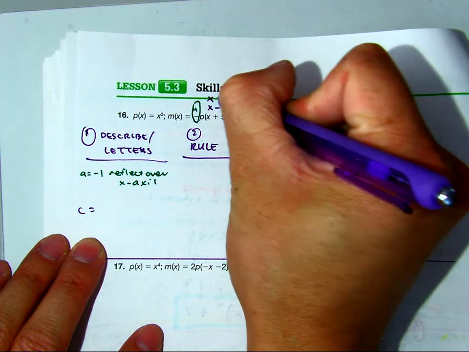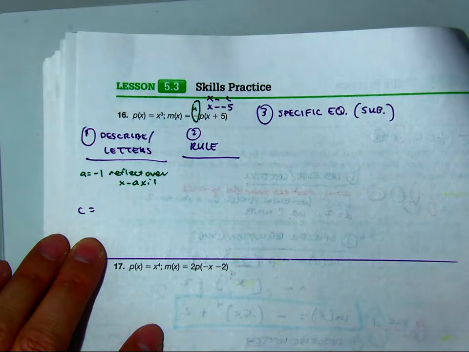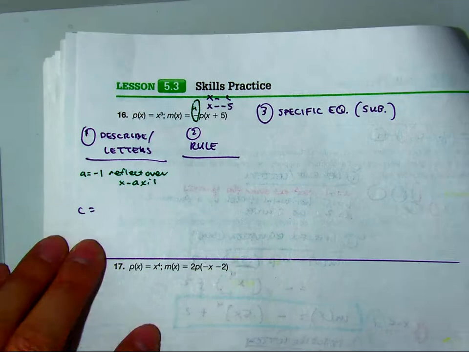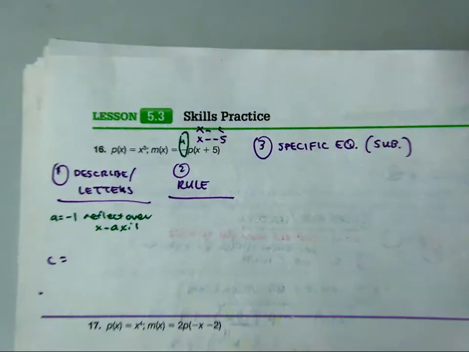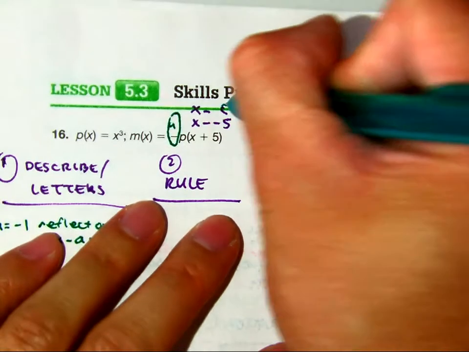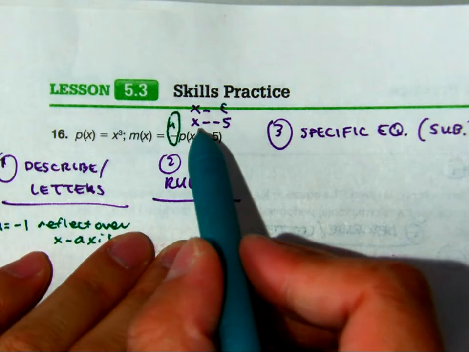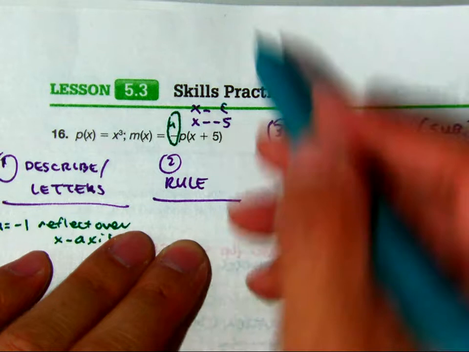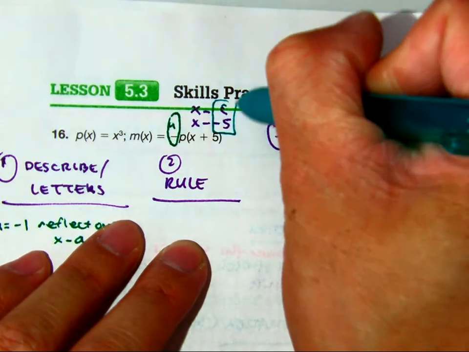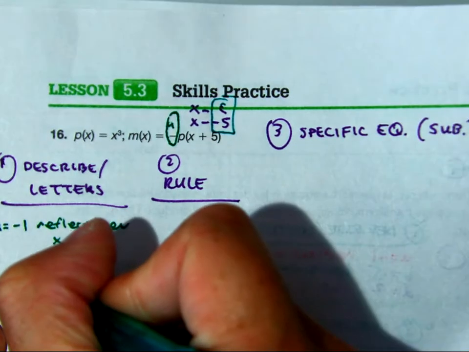Look here. Remember, the formula has x minus c. Pay attention. The formula has x minus c. And I have a plus sign, so I need to change this to x minus negative. So my c value there is a -5.